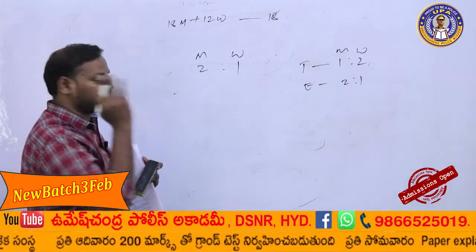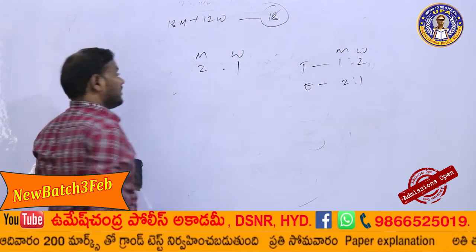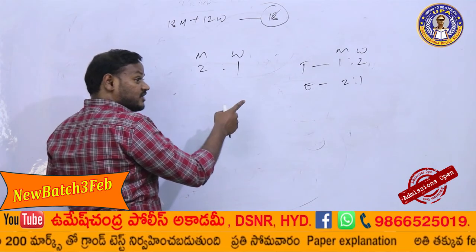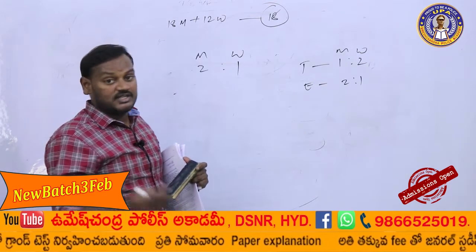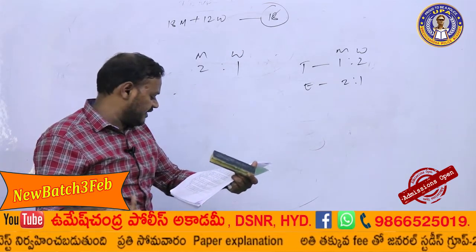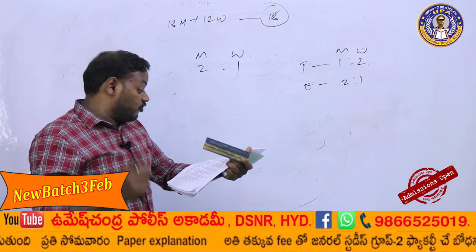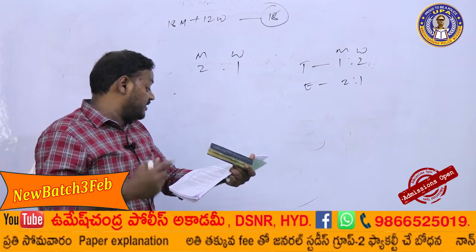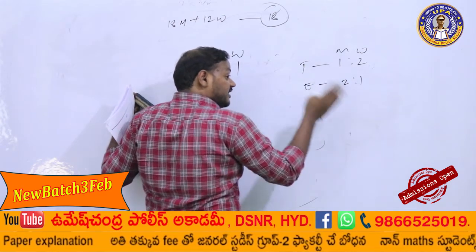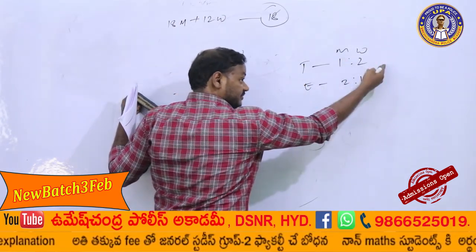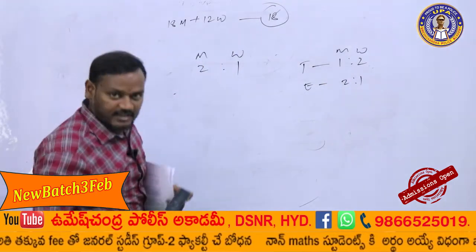So this is the condition he has given. Once again, 18 men plus 12 women can do the work in 18 days. A woman takes twice as much time as a man to complete the work. When we compare to the man, woman takes double time. So logically the efficiency ratio will be inverse. Is it clear? Of course.